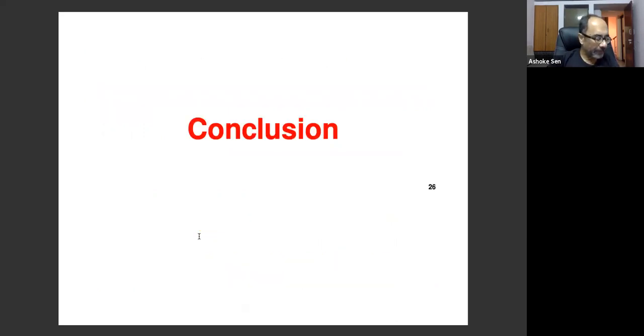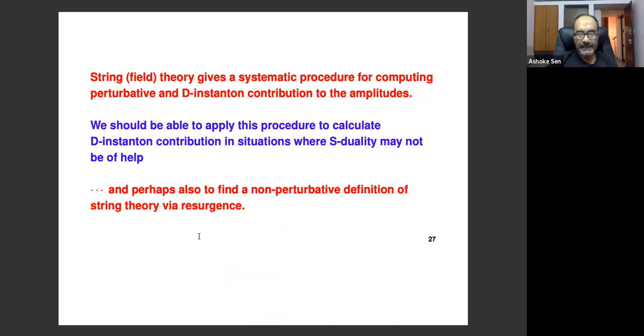Okay, so I think I'm running out of time now. So let me conclude. In conclusion, I'd say that string field theory gives a systematic procedure for computing perturbative and D-instanton contributions to the amplitudes. And now that we have learned the techniques, we should be able to apply this procedure to calculate D-instanton amplitudes in situations where S-duality may not be of help.